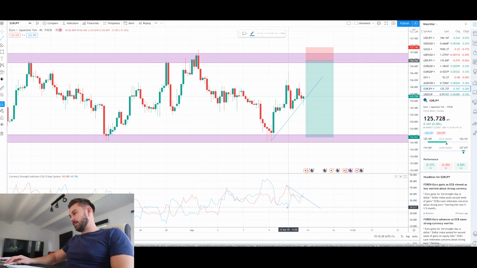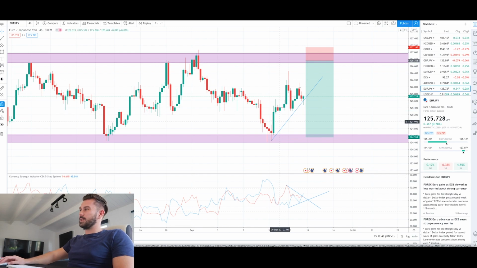Can you see the yen? Double bottom, lower lows, higher highs, higher lows for the yen. Euro, lower lows, lower highs showing weakness. Yen, higher highs, higher lows showing strength. Price going up. We can see a key area of where they've wiped out before. It's at the top of the range.